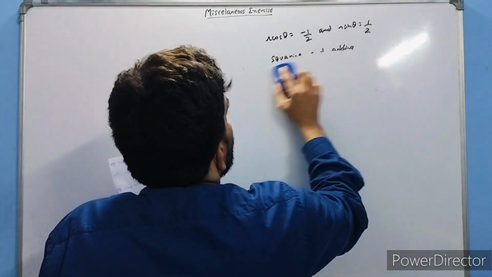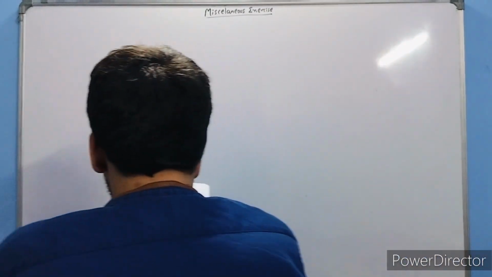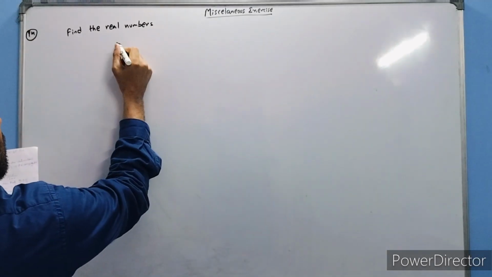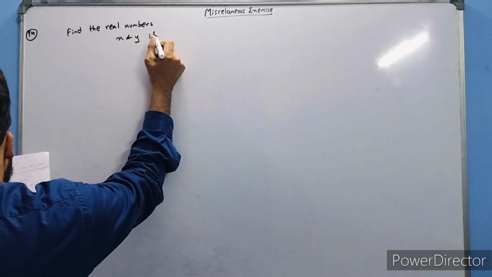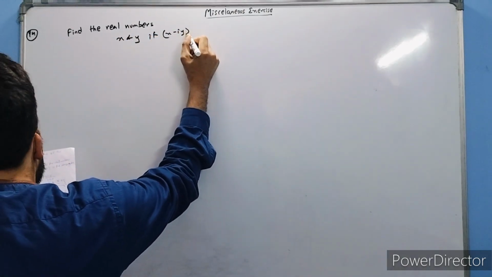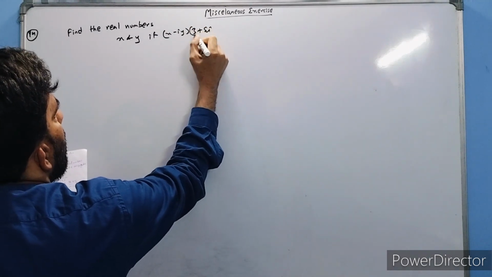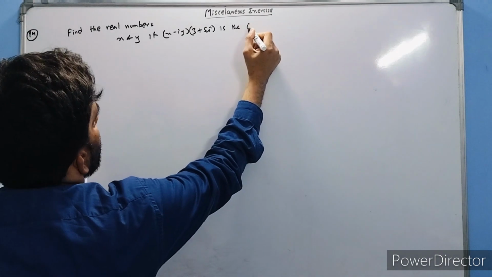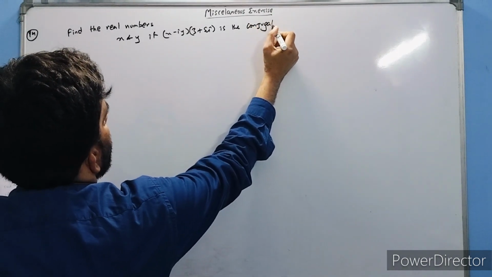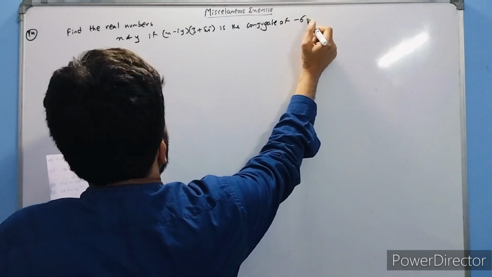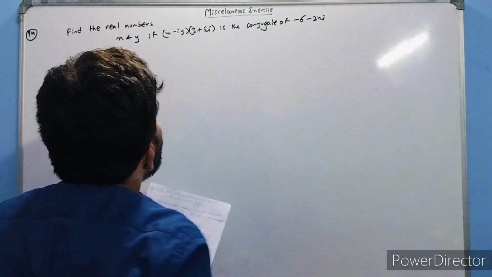So they have given the 13th question, the 13th is done, now the 14th. Now let us try to solve the 14th question. What it says is, find the real numbers x and y if (x minus iy)(3 plus 5i) is the conjugate of minus 6 minus 24i.